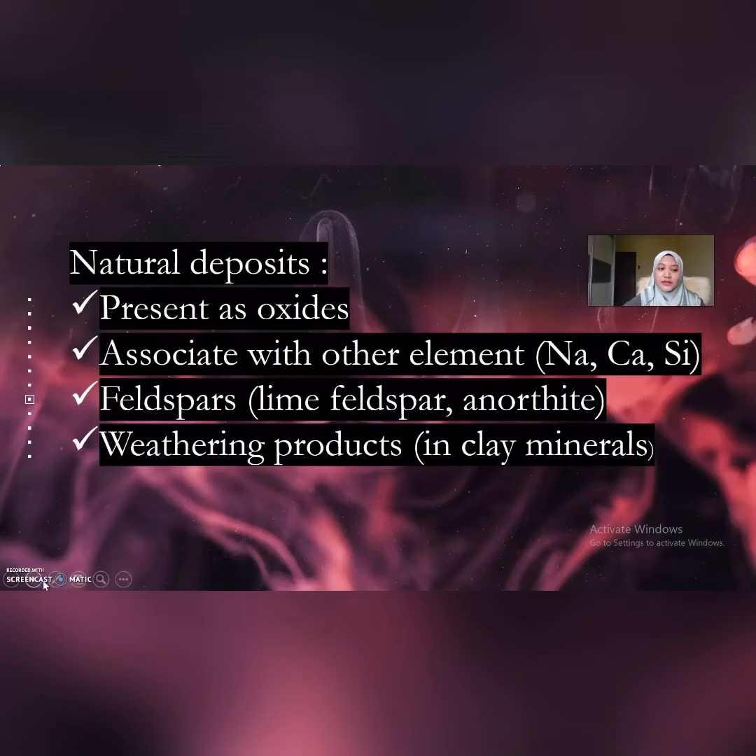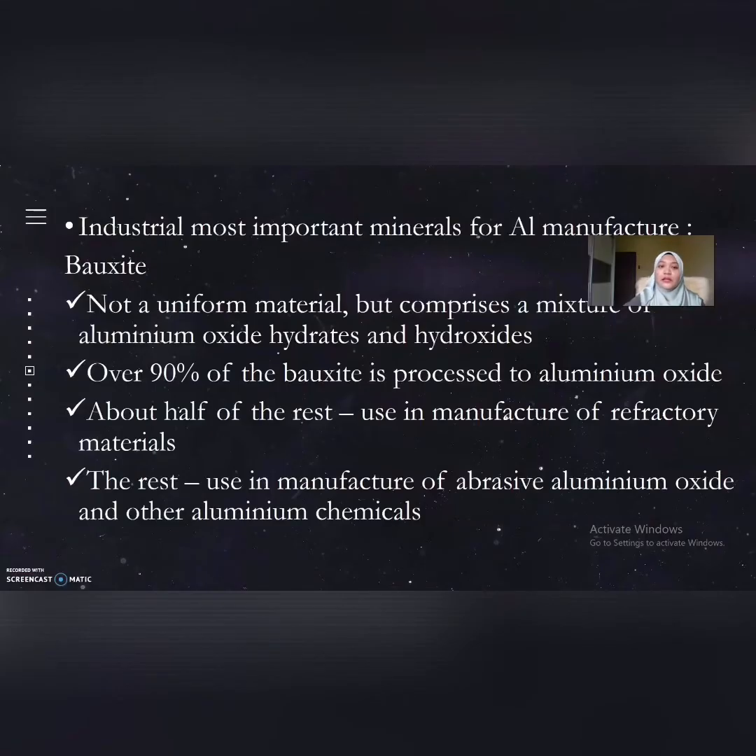Natural deposits can be present as oxide. It can also be associated with other elements such as sodium, calcium and silicon. It also exists as feldspars and weathering product. The most important mineral for Al manufacture is bauxite. Bauxite is not a uniform material but comprises a mixture of aluminium oxide hydrate and hydroxide.